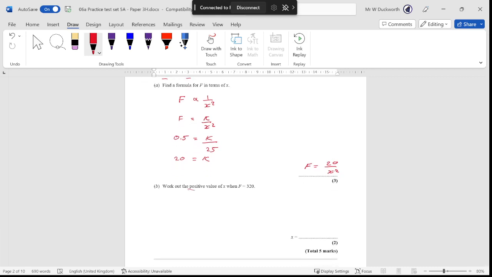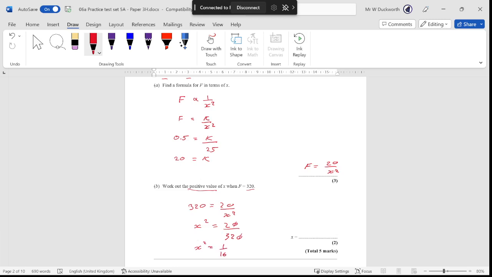For the second part, work out the positive value. I'll discuss the positive and negative near the end of the question. So we're basically saying F is equal to 320, which is 20 divided by x squared. If I rearrange that by timesing through by x squared and then dividing through by 320, x squared is equal to 20 divided by 320. And cancel down by a 0 and simplify the fraction. X squared is equal to 1 over 16.